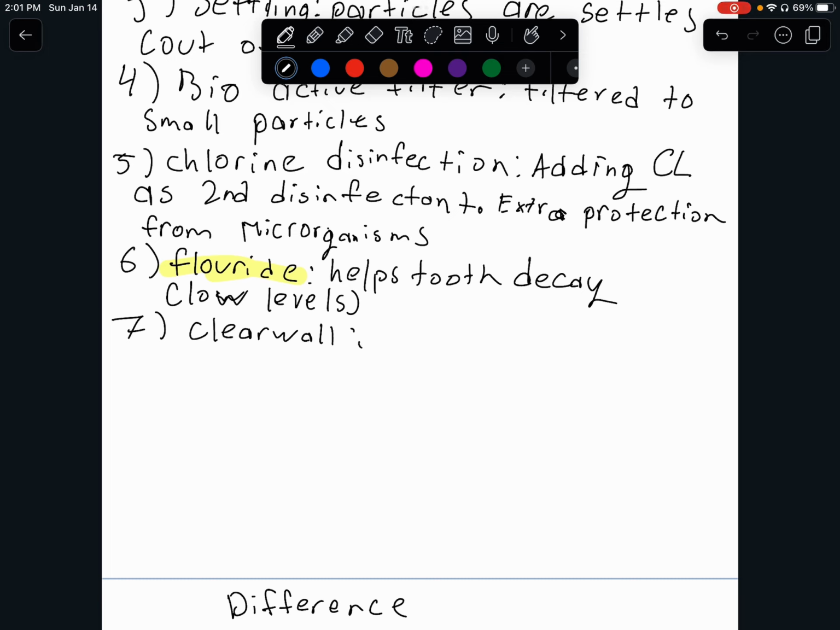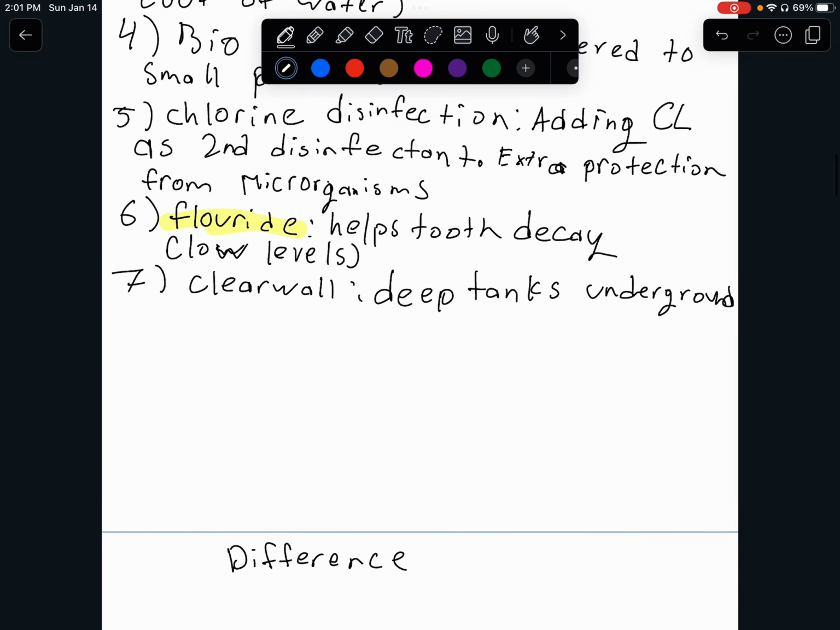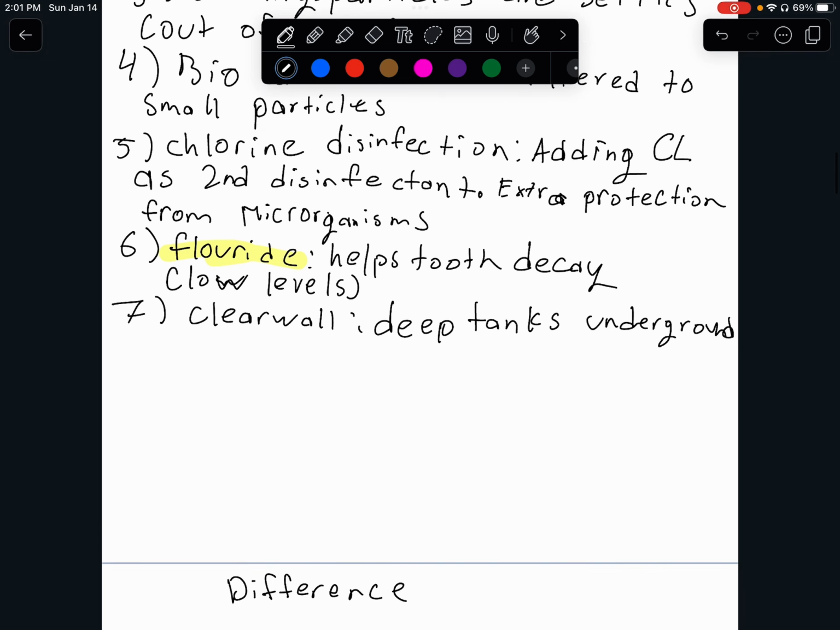Seven is a clear well. What this does, it's stored in deep underground tanks. Deep tanks, underground. What this does, it helps our distribution system. So it helps it go underground and get through our system where we need.